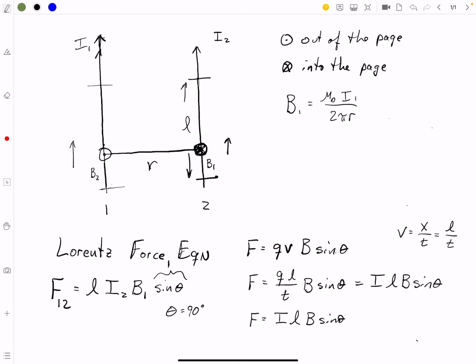Okay, now where did we get that from? We got that from last lecture, where we said all the different scenarios have different equations that go with them. And the equation for the B field around a straight wire is this. Okay, so that's the equation for a straight wire.